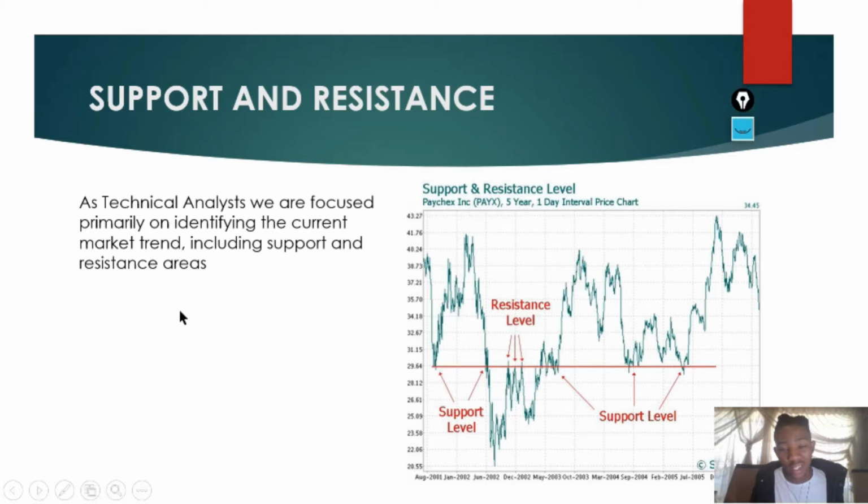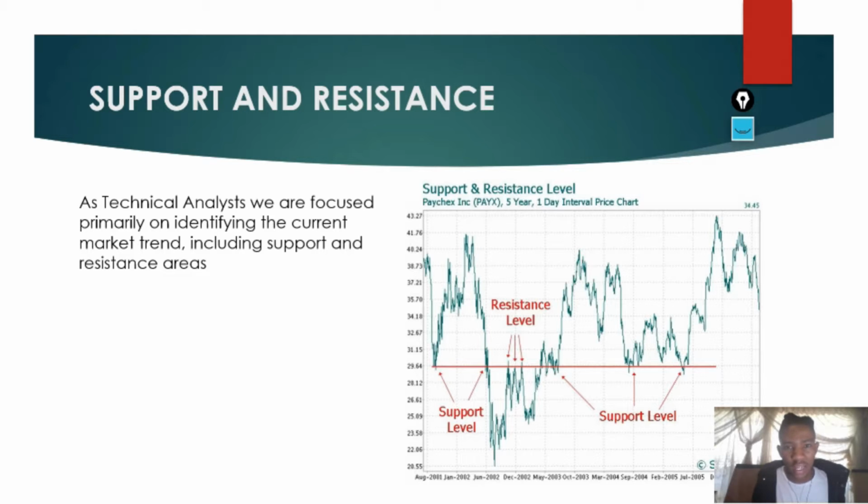I want you first to understand why we want to teach you support and resistance more effectively, because once you actually know how to use this, you're going to learn not only to enter but where to exit too. As technical analysts we are focused primarily on identifying the current market trend, including support and resistance areas. So once you master how to use support and resistance, you're going to learn how to exit, which is what most people overlook. Exiting a trade is one of the psychological factors.